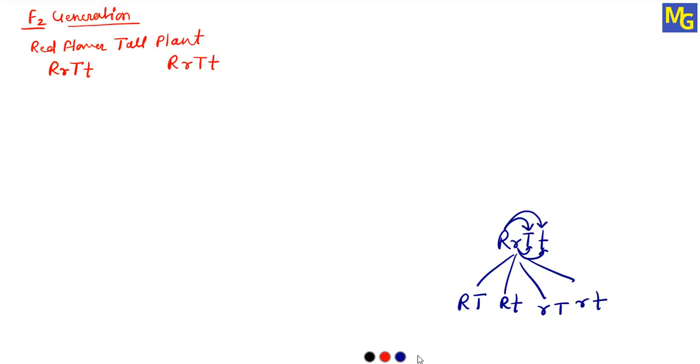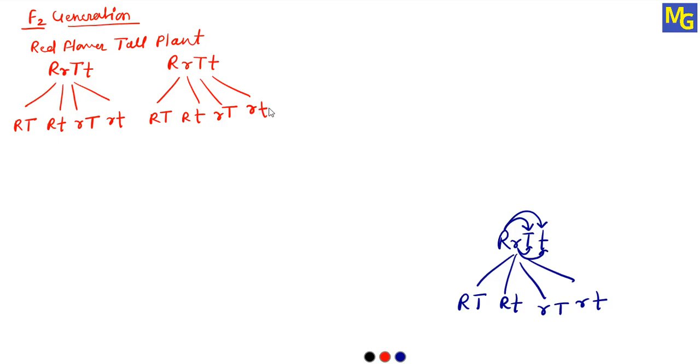The same thing we are going to write here. Write down the four for this, and the same four you have to write down for this, because the plant is the same: capital R, capital T, capital R, small t, small r, capital T, small r, small t. See here, same thing I am writing. Now we will use this in the checkerboard and we'll see the result in the F2 generation.